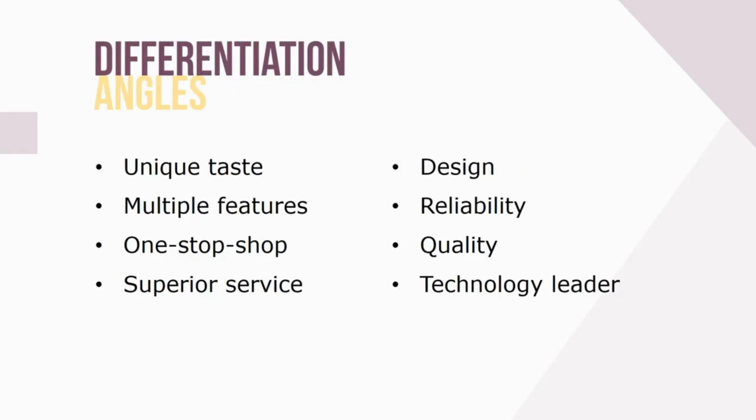Companies can pursue a differentiation strategy from many angles, like a unique taste, like Red Bull or Doritos, multiple features like Microsoft Office or the Apple iPhone, a wide selection of one-stop shopping like the Home Depot or Amazon.com, superior service such as Ritz-Carlton or Nordstrom, engineering design and performance like Mercedes-Benz or BMW, product reliability like Whirlpool or Bosch, quality manufacturing like Michelin or Toyota, and technological leadership like 3M.